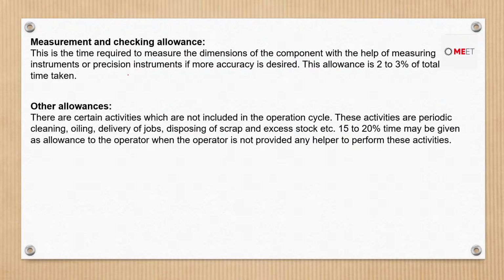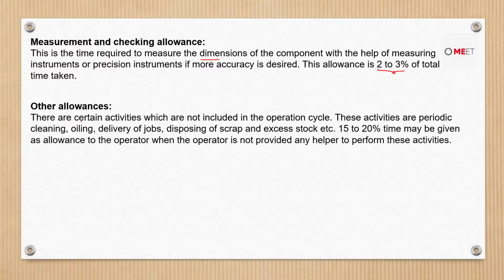Next is measurement and checking allowance. So when any machining operation is being performed on the workpiece, it is the responsibility of the worker to check the dimensions and to know the correctness. Okay, so this is going to take 2 to 3% of the total time.